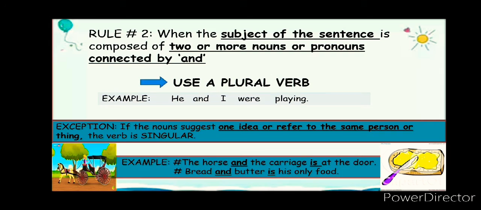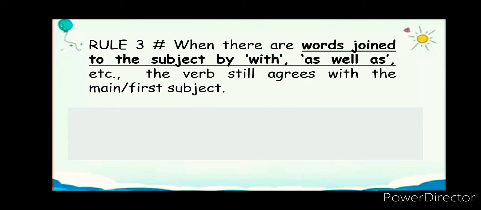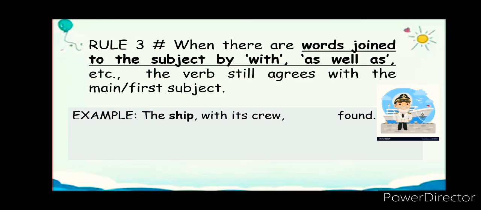Now, rule number 3, which states that when there are words joined to the subject by with, as well as, etc., the verb still agrees with the first or the main subject. For example, the ship with its crew was found. Here, the verb was agrees with the main or the first subject ship, which is singular in number.